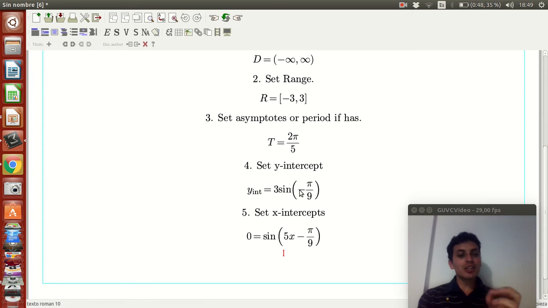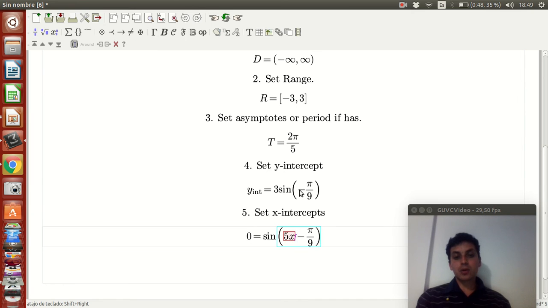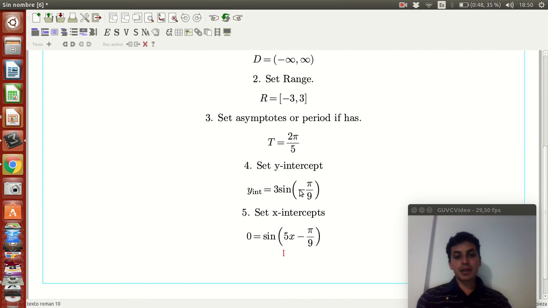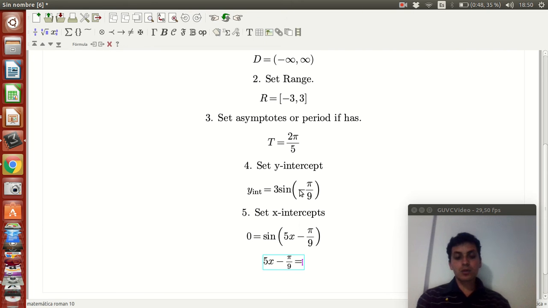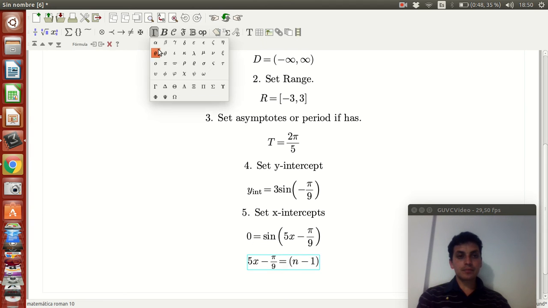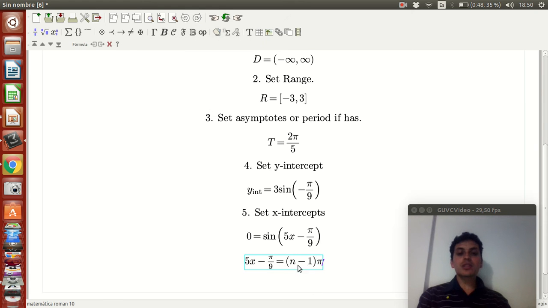Which are the properties you need? The property you need is the inverse of sine. The inverse of sine is n times pi. So the argument is equal to n times pi. So the argument is equal to n times pi. Okay, and here we just have to solve the equation for x.